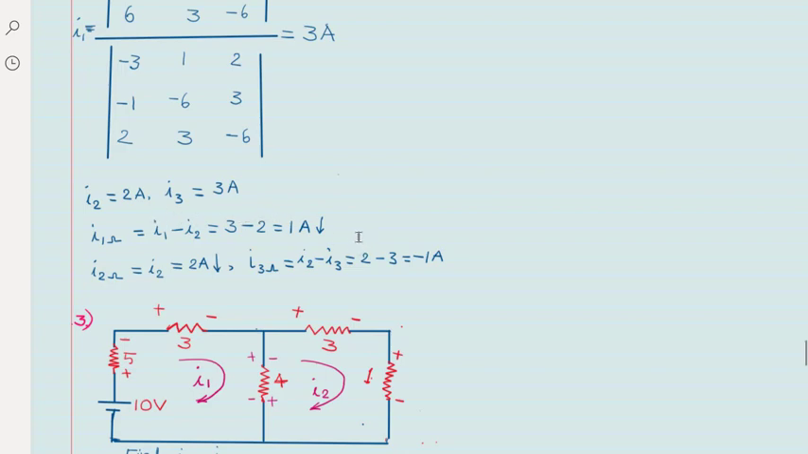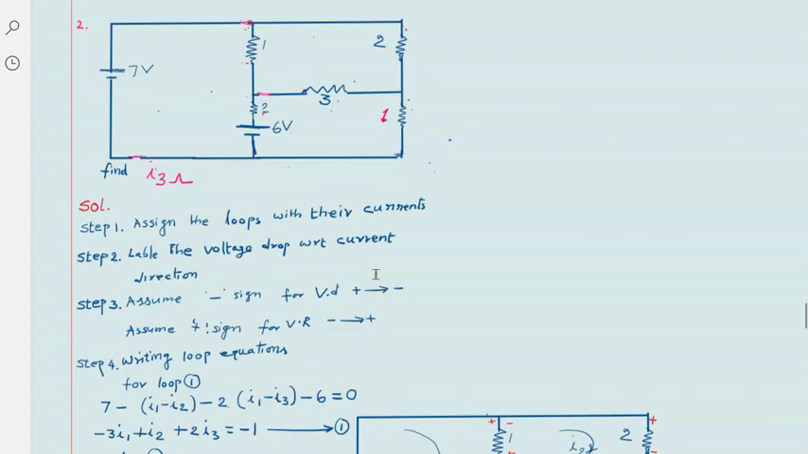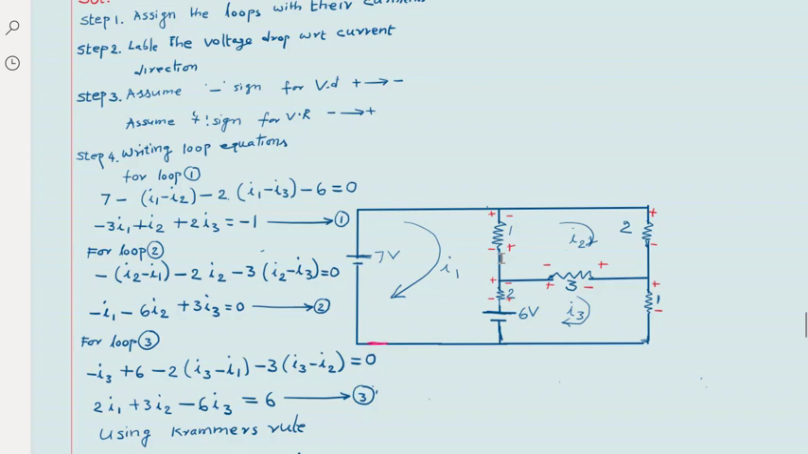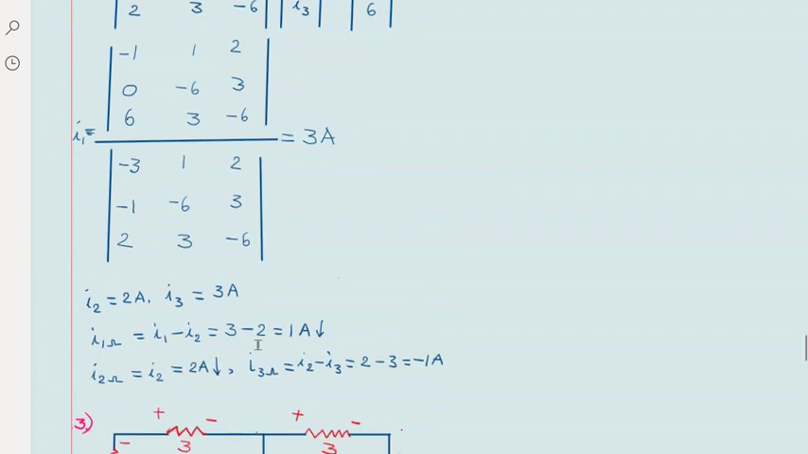So what we want is the 1 ohm current. For the 1 ohm current, look at this. There are two currents flowing, I1 and I2. Both are opposing each other. So I1 minus I2. I1 is 3 amperes, I2 is 2 amperes. So 3 minus 2 we get, that is 1 ampere.